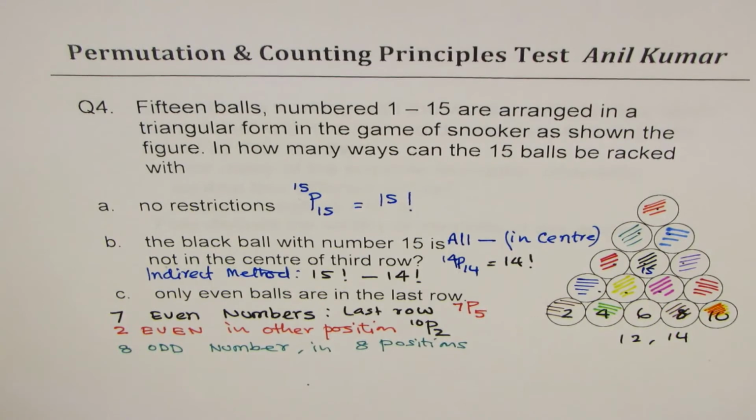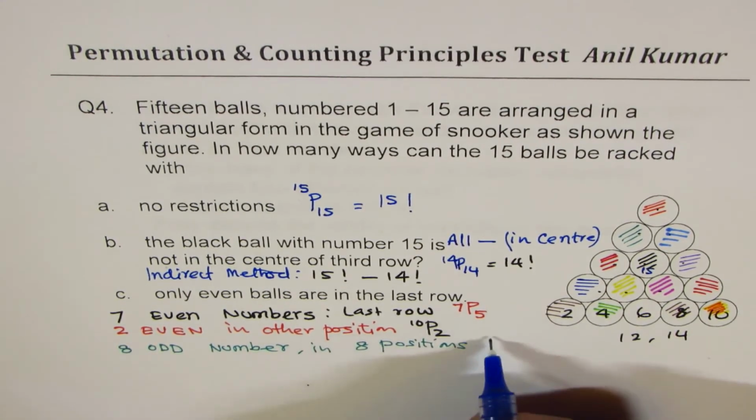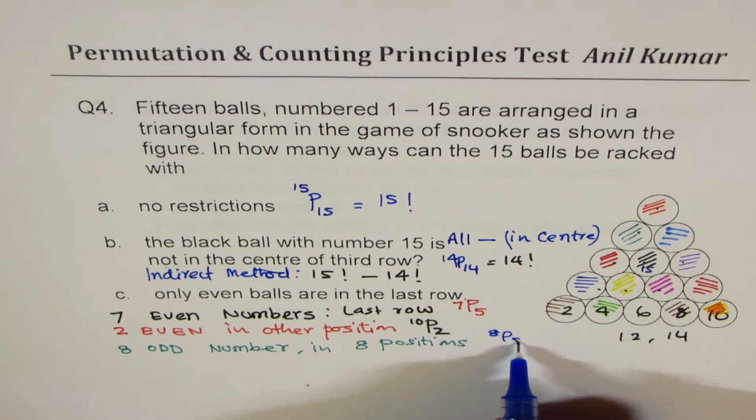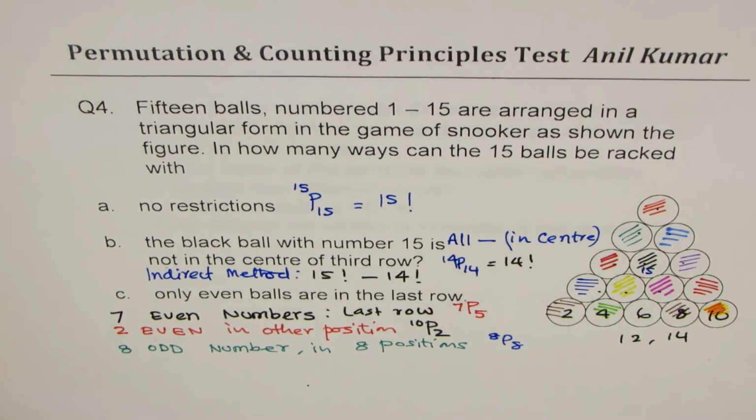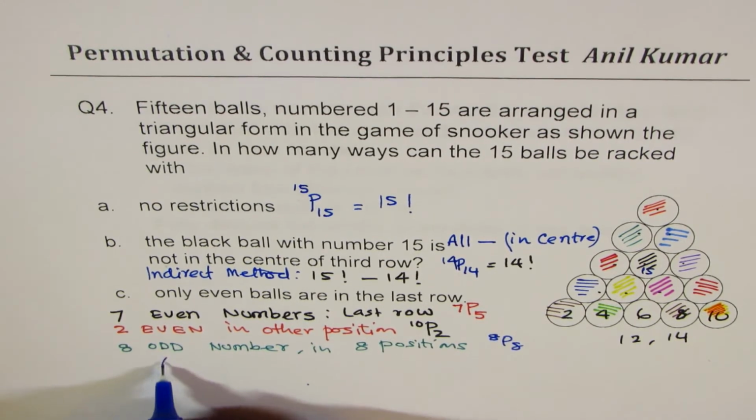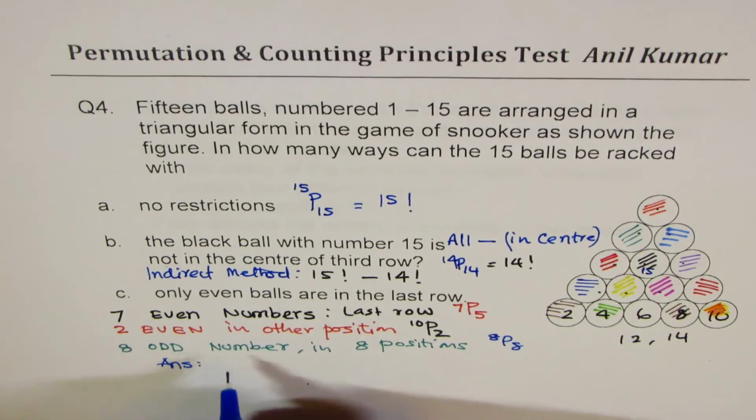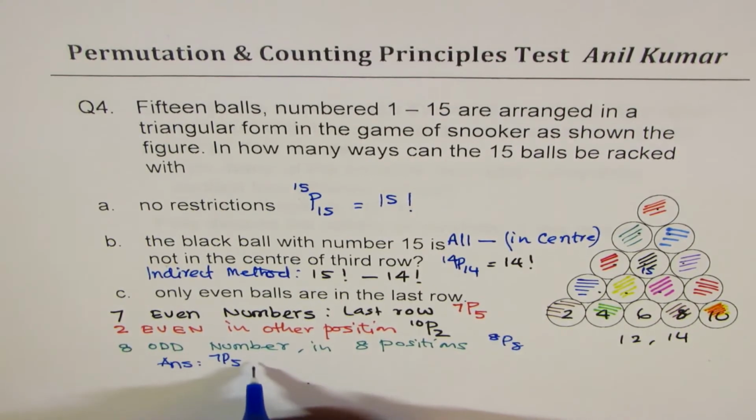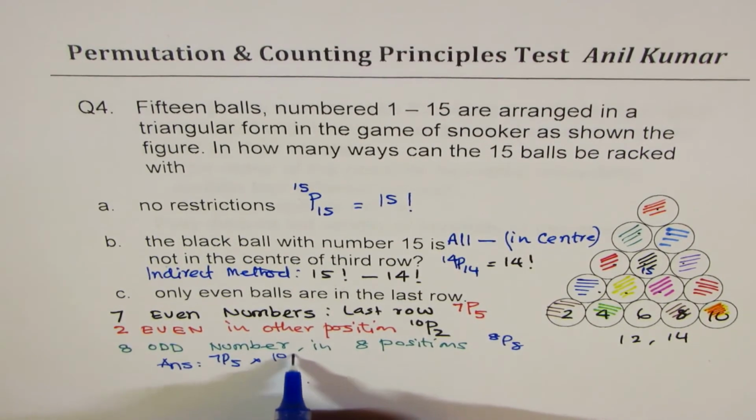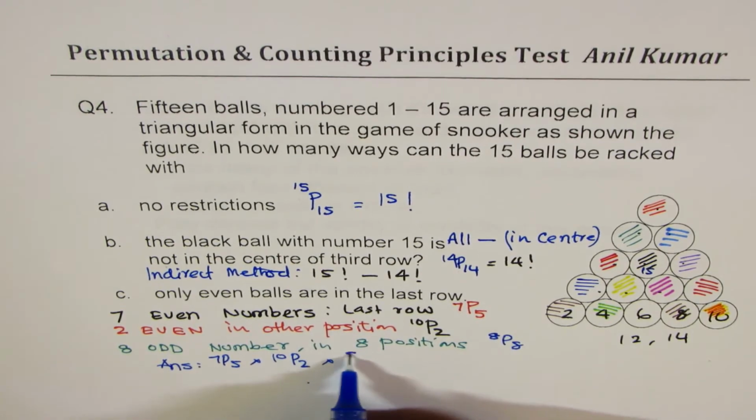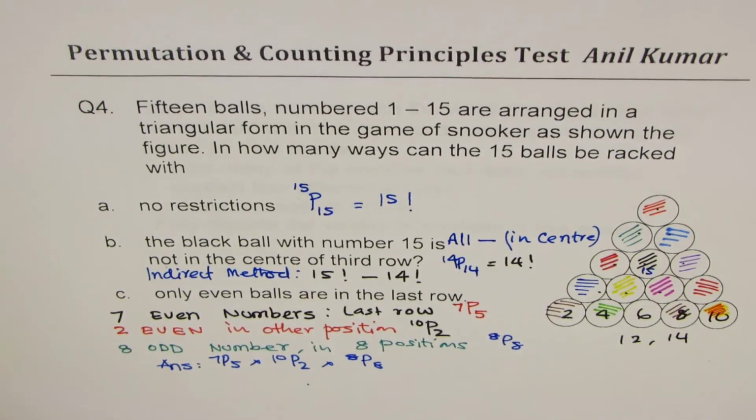So what do we write here for 8 positions? 8 odd number of balls. It is 8P8. Perfect. So that is what it is. Now they should be multiplied using the counting principles. So we get our answer now. So our answer is 7P5 times 10P2 times 8P8. Does it make sense to you?